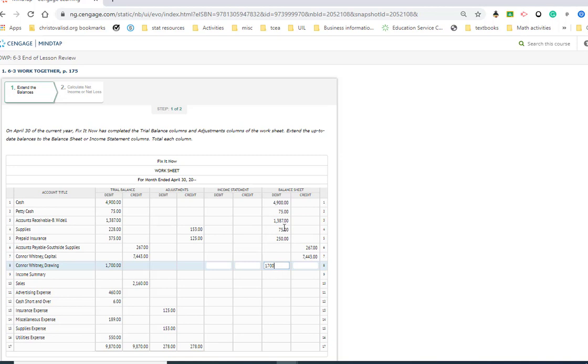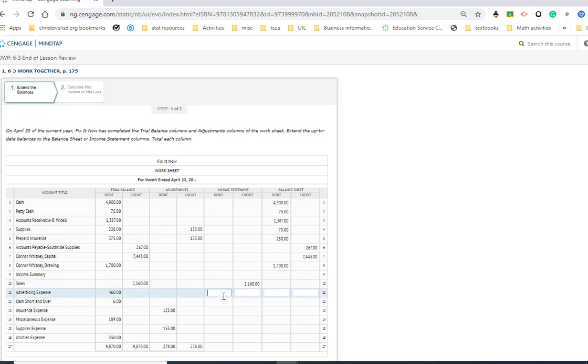Now we're at income summary. That means we're no longer in the balance sheet section. We're going to go over to our income summary, because this is where we're dealing with what revenue, what profits we had, minus what losses we incurred. And so our sales is going to slide over as a credit, and that's $21.60.